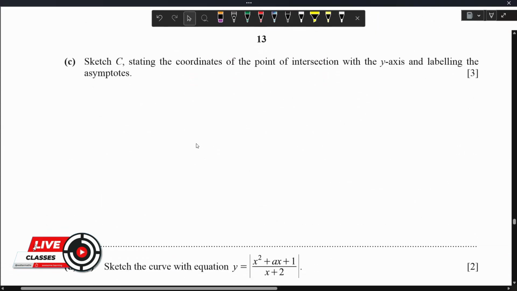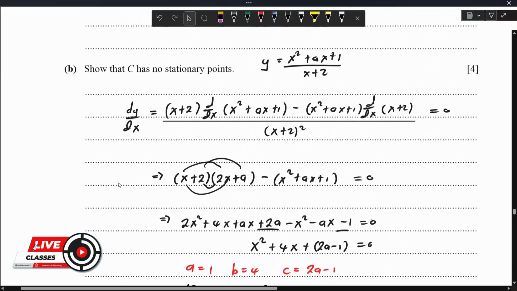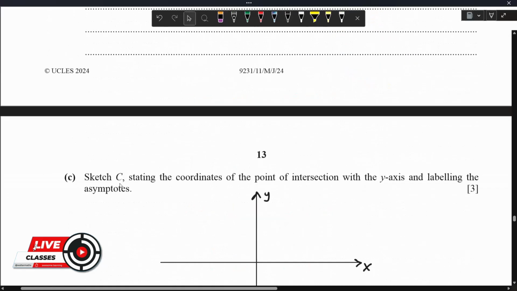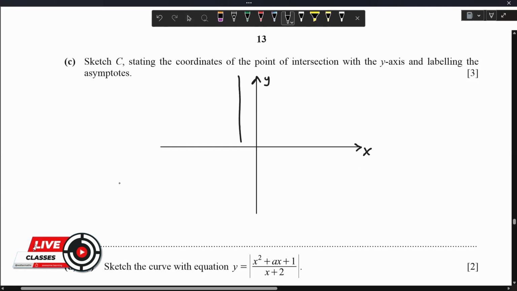So there's a part C here where they say sketch C, stating the coordinates of the point of intersection with the y-axis and labeling the asymptotes. Okay, so I'll draw two axes, the y-axis here and the horizontal axis here. I will put in the asymptotes. x is equal to -2 is the first one. So I'll draw it here, the vertical asymptote intercepting at -2.